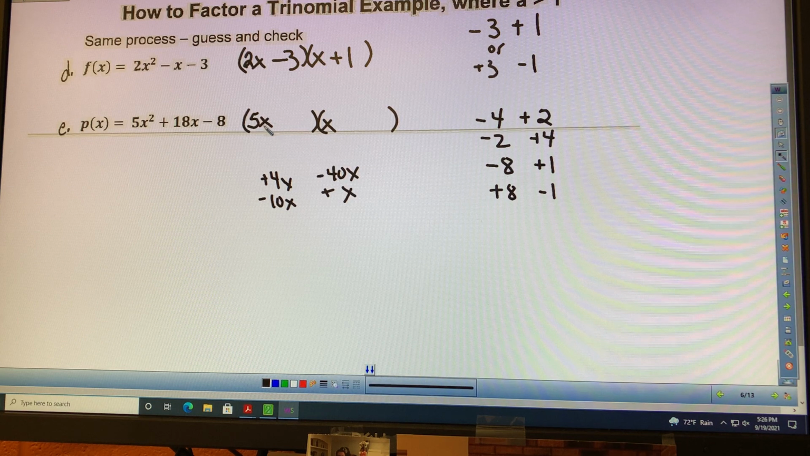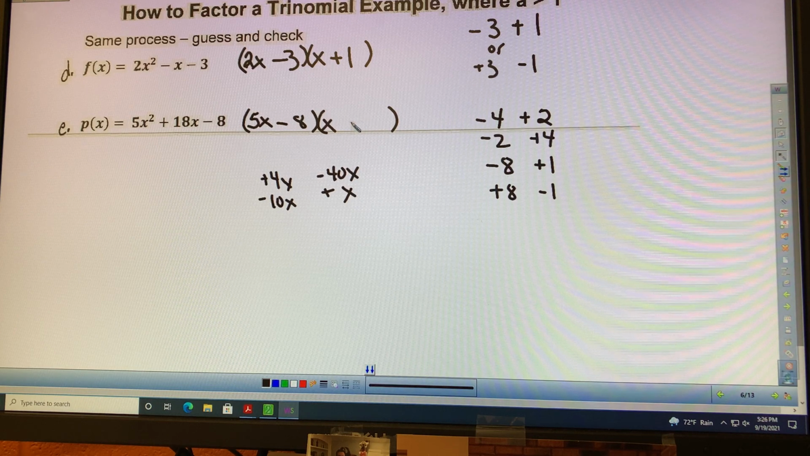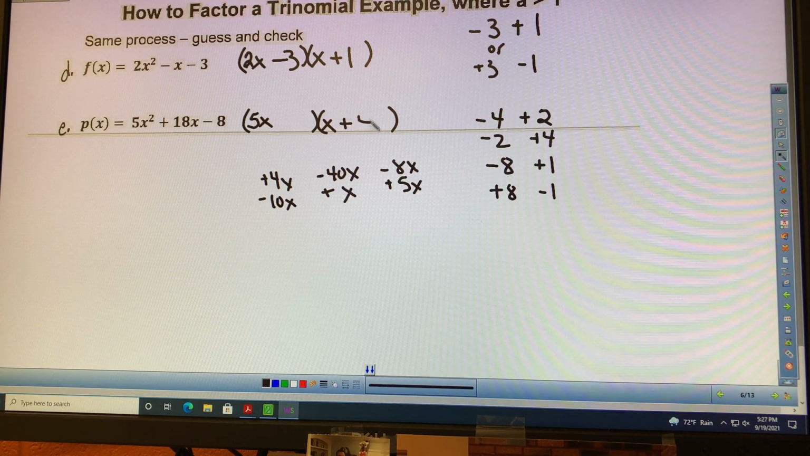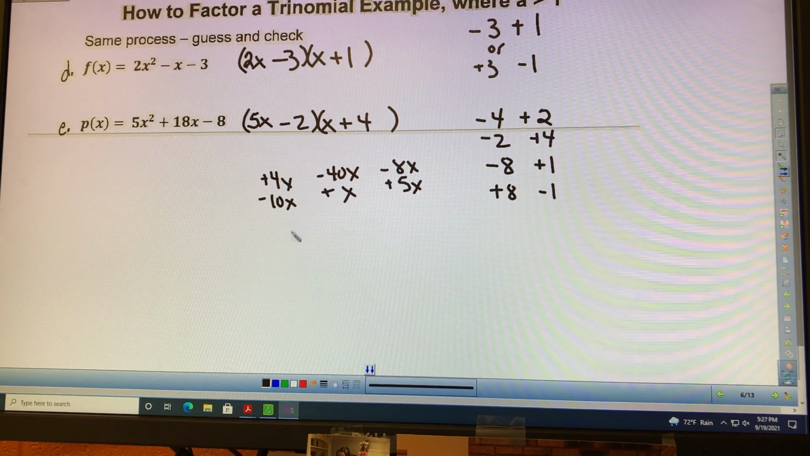So what if I say negative 8, positive 1, negative 8x plus 5x? Nope. So what about 4 minus 2? That gives me negative 2x plus 20x, which gives me 18x. Great. That's my factors right there.